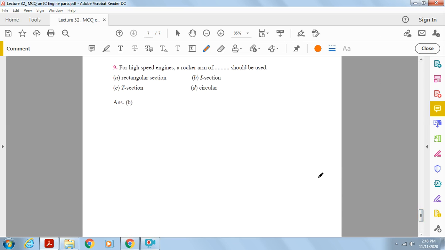Question number 9. For high speed engines, a rocker arm of dash dash should be used. In case of any high speed engine, the rocker arm cross section must be an I section. The options were rectangular section, I section, T section, circular section, but the correct answer is option B, the I section.